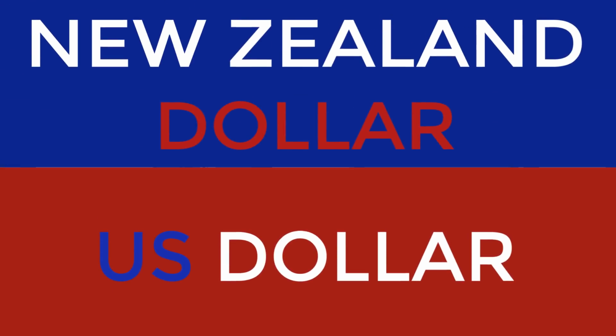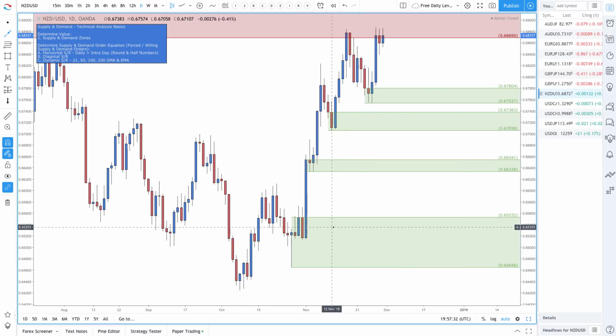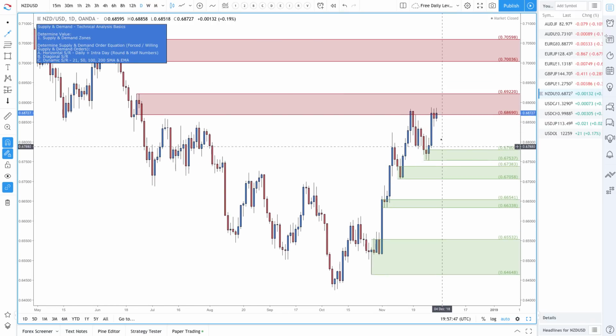New Zealand dollar, US dollar. Let's go to the supply zones. We had this nice supply zone here which reacted a couple of weeks ago, and then we came back up into this area. I do like this area here. I do like this supply zone. It's around a 69 round number.